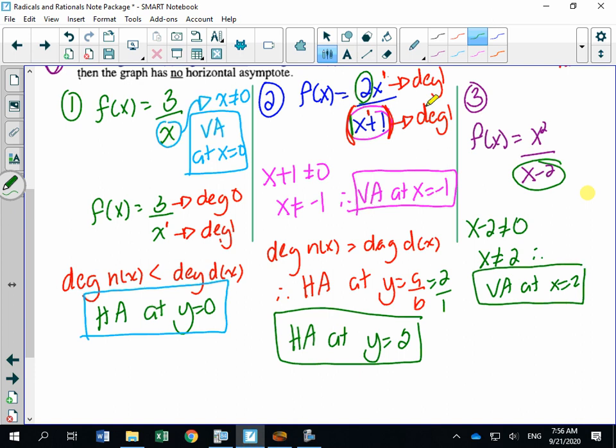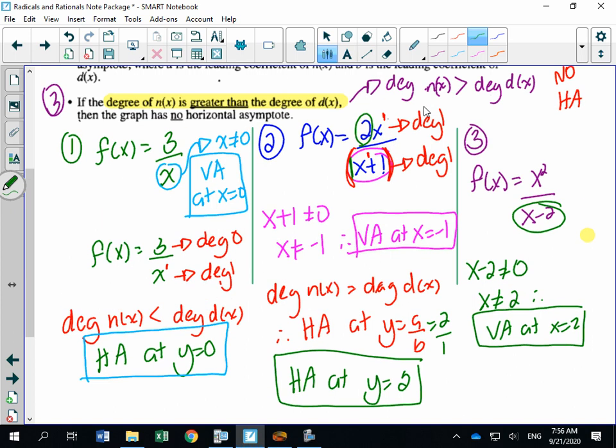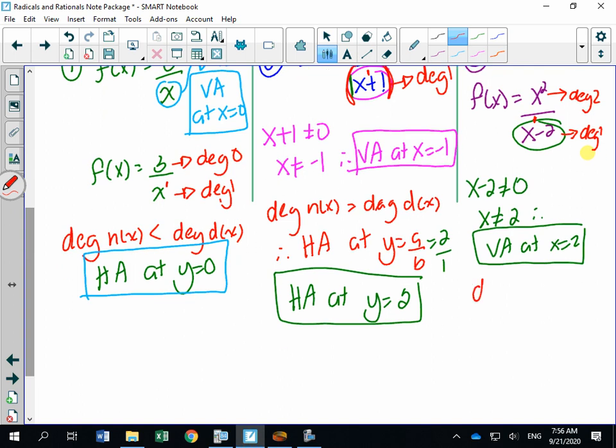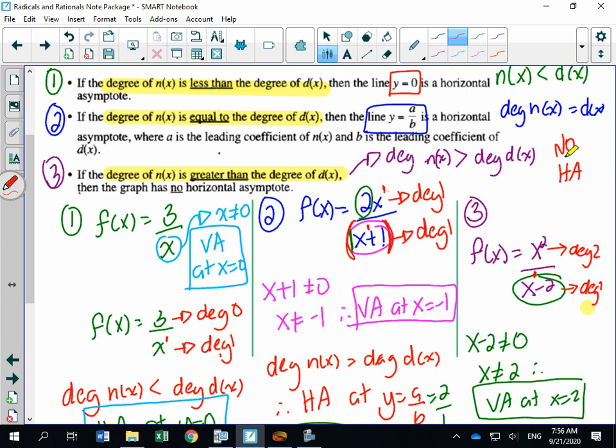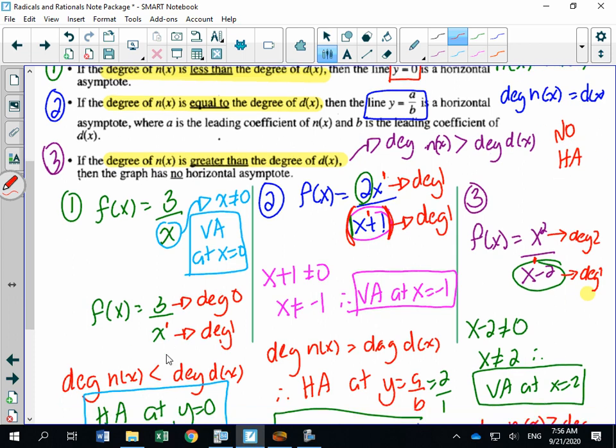And then from there, we need to find the degree. So we know that the numerator is a degree 2, and the denominator is a degree 1. So this is a scenario where the degree of n of x, the numerator, is greater than the degree of the denominator, right? And in that case, we have no horizontal asymptote.